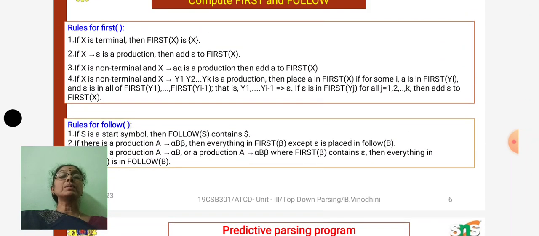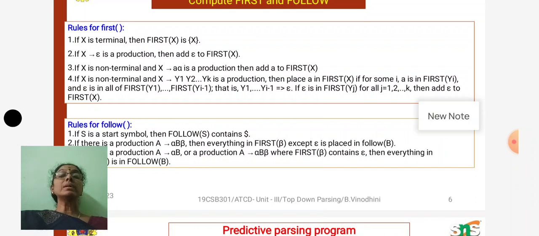So these are the five steps we follow to construct the LL(1) parser. In the first step, we eliminate left recursion using the rule. After that, we calculate the first and follow of every non-terminal. The rules for first: if x is a terminal, then first of x is equal to x. If x is epsilon, then first of x is also epsilon. If x is another non-terminal, then the first of that non-terminal is placed in the first of the left-hand side non-terminal. This is the way we calculate the first of every non-terminal.